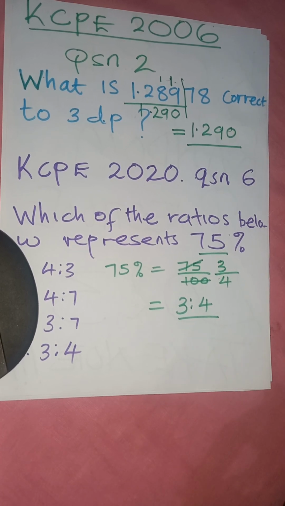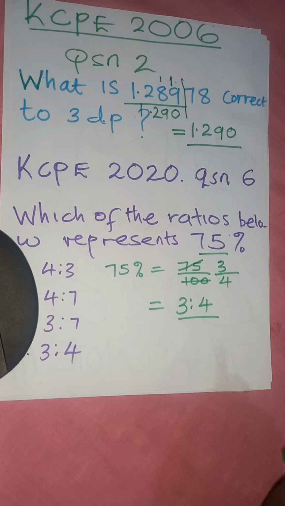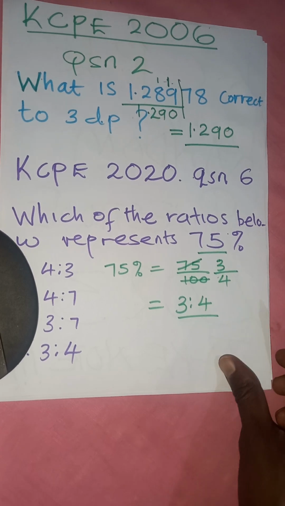So when you're given a percentage and you are required to write it as a ratio, make sure you put it over 100, then simplify to get the fraction in simplest form, then change to ratio. Let us move on to another question.